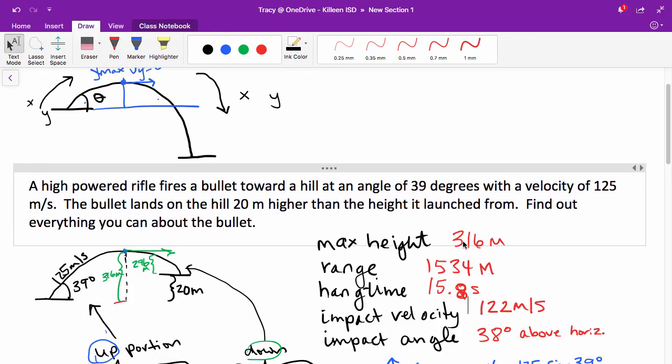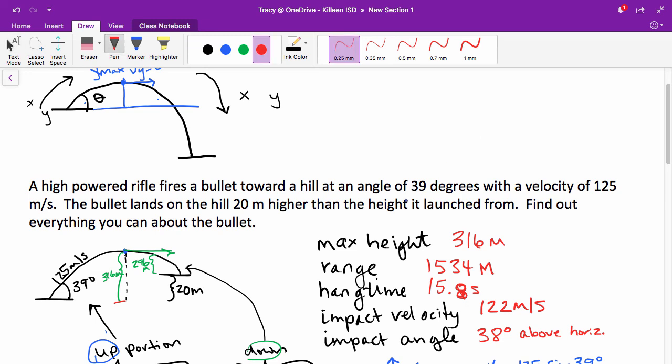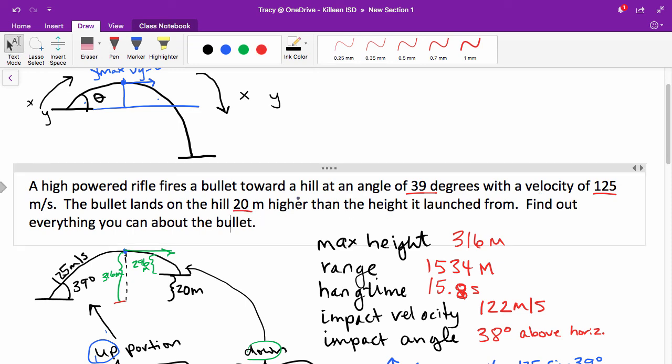Okay, so I think I figured out everything we could come up with from that particular piece of information, of just the angle that it was shot at and the velocity and the fact that it landed a little bit higher than it was launched.